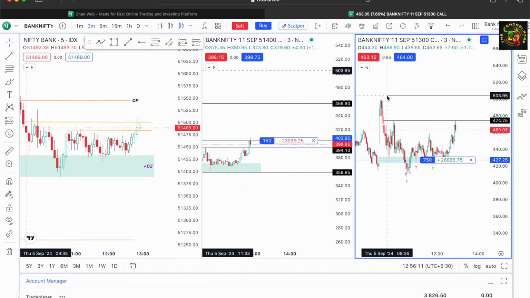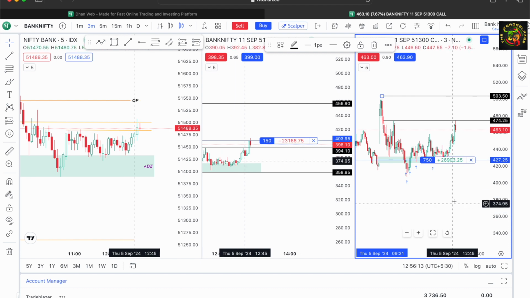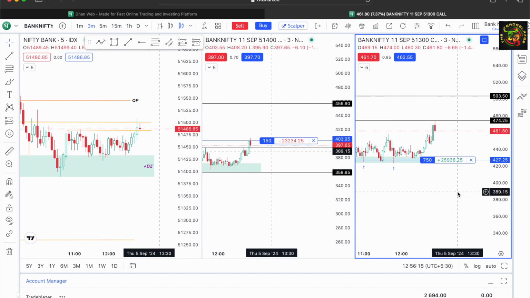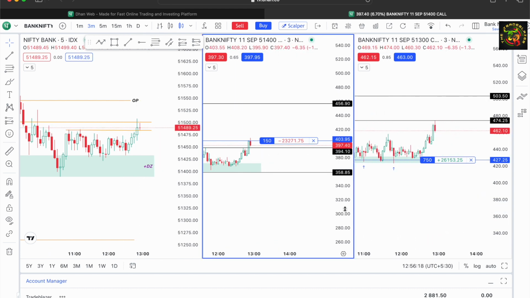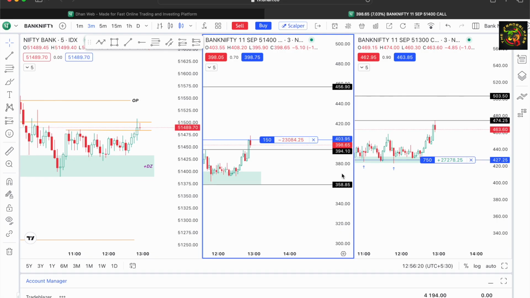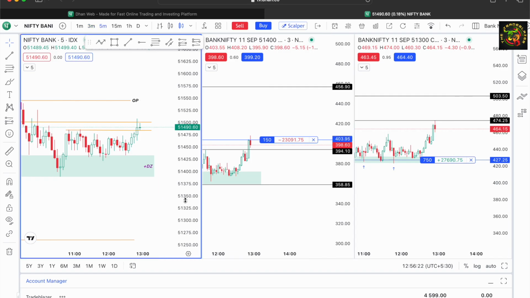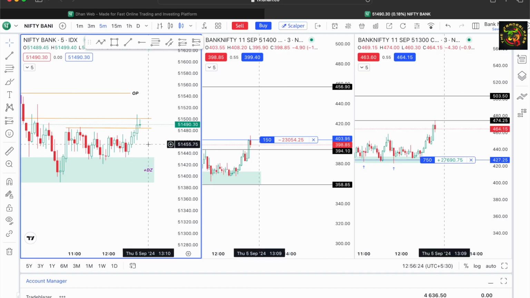Right now, we are back to green in the overall trade. One position is in red and the other position is in green. So overall, it's around 4,000 profit right now. It is showing that, and then yeah, we'll see.